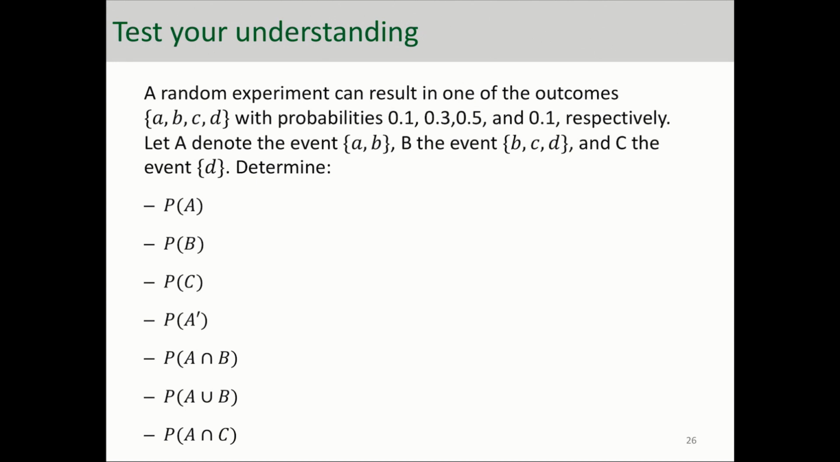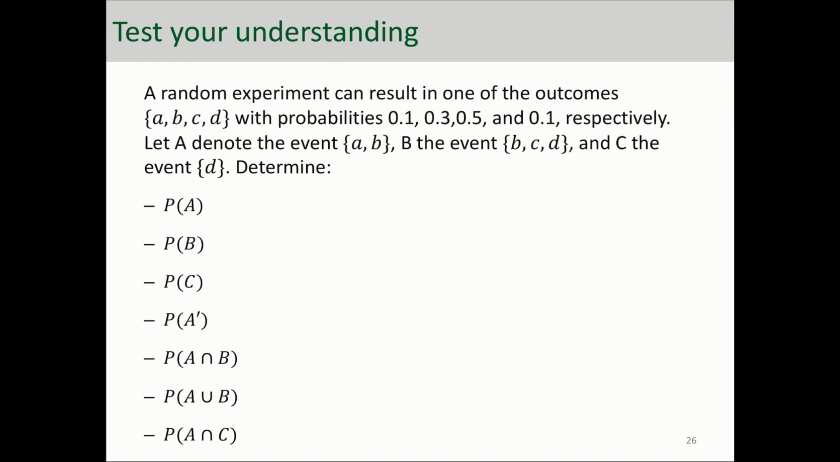A random experiment can result in one of the outcomes a, b, c, d. So these are the outcomes with probabilities 0.1, 0.3, 0.5, and 0.1. And you can take a look here. The summation is equal to 1. So they form the entire sample space. We have all the 100% possibilities distributed between these four outcomes.